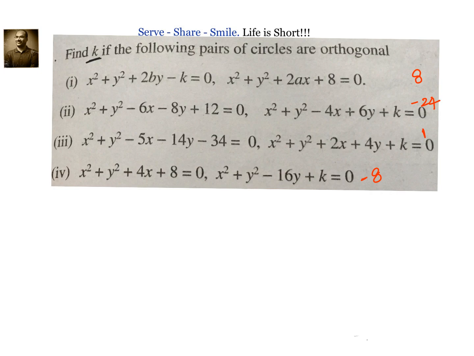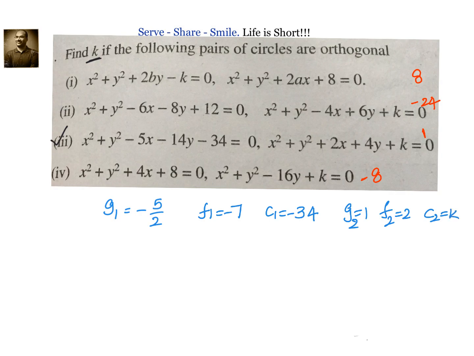What will be the answer? You can cross check whether you got it right or not. They are easy problems. So let us pick this problem. We will do this one now. I will show you this. The remaining you can try. Let's go ahead and write down. We have x square plus y square minus 5x. So g1 is minus 5 by 2. Then minus 14y, that means f1 is minus 7, c1 is minus 34. Then 2x is 2gx, that means g2 is 1, f2 is 2 and c2 equals k.